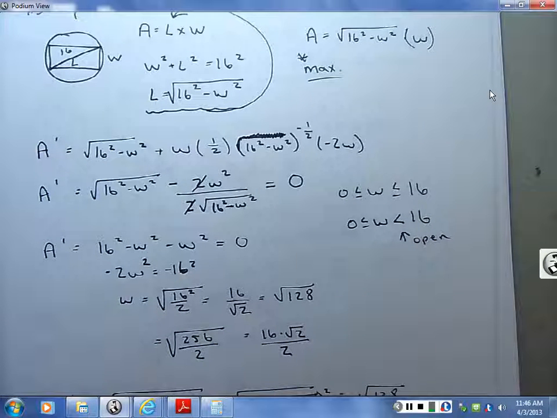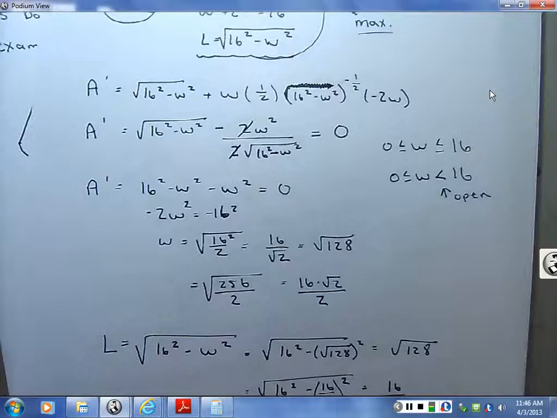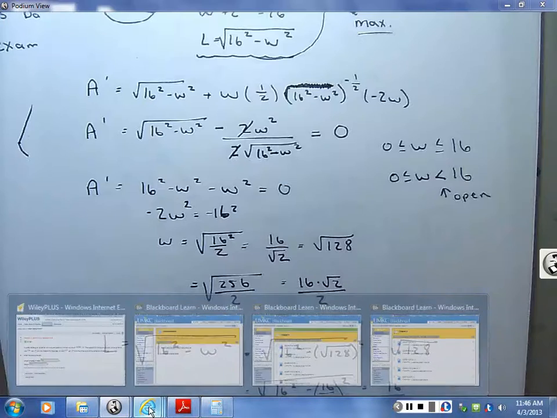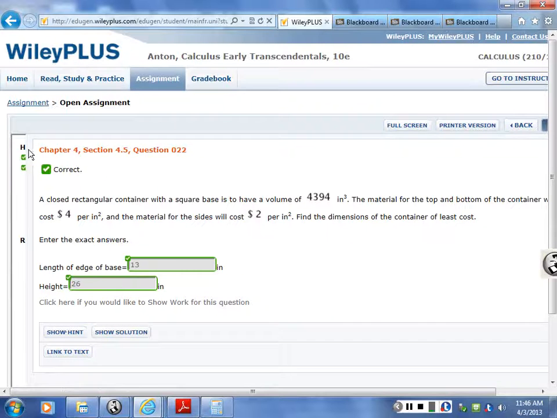Test the endpoints and test the critical point. The largest one of those 3 is your maximum, and the smallest one of those 3 is your minimum. Of course, the smallest area you can have is 0 because area can never be negative, and distance can never be negative.